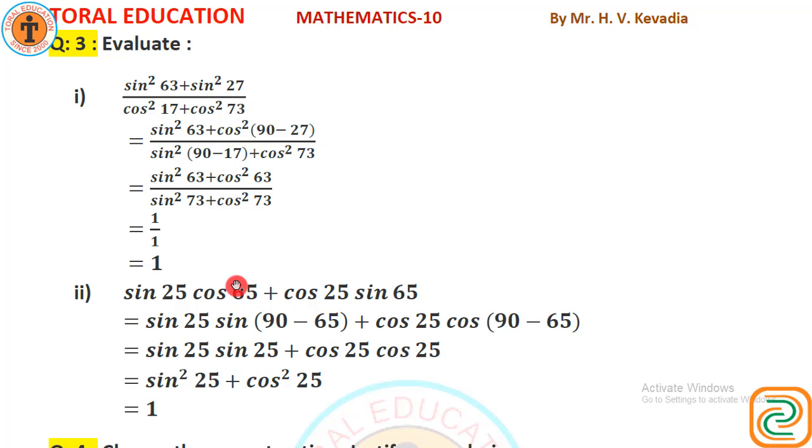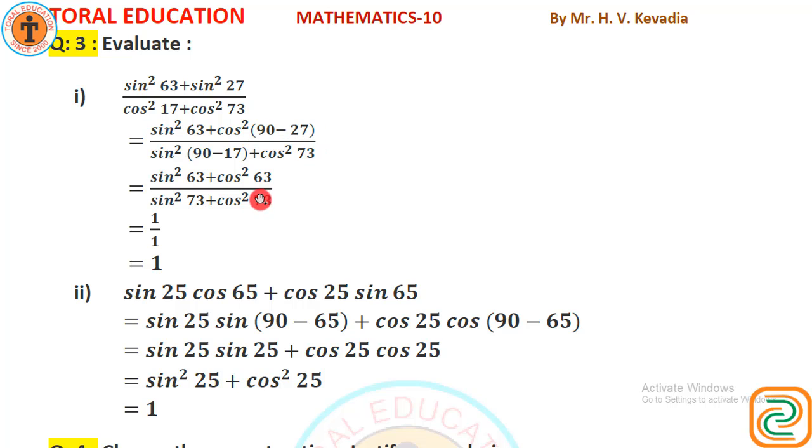What should we evaluate? Sin square 63, we have taken in the earlier exercise. Sin square 63 plus sin square 27 upon cos square 17 plus cos square 73. Right? So, sin square 63 plus cos square 90 minus 27, because we can take 90 minus whatever the theta is. Sin theta equals cos 90 minus theta. They are complementary ratios. So cos square 90 minus 27.